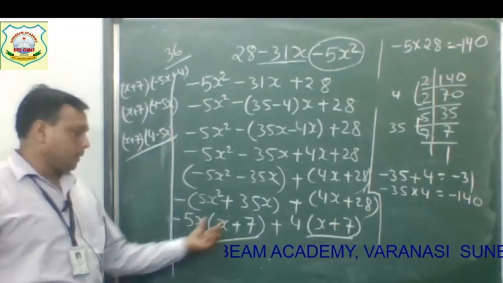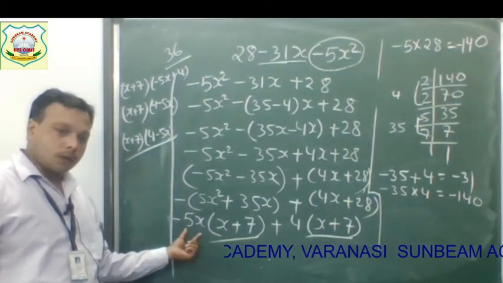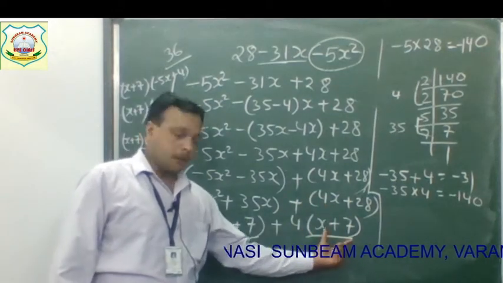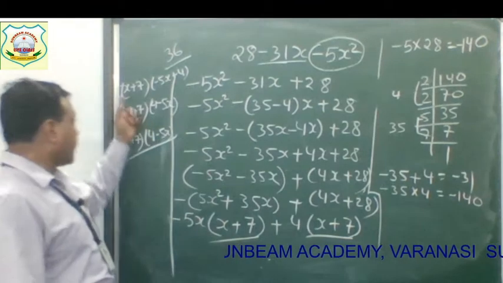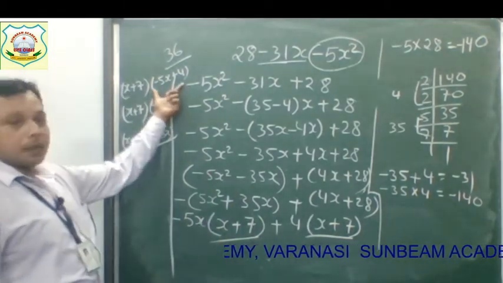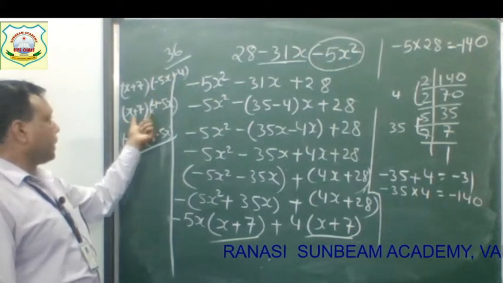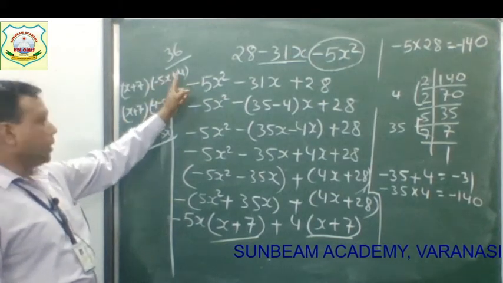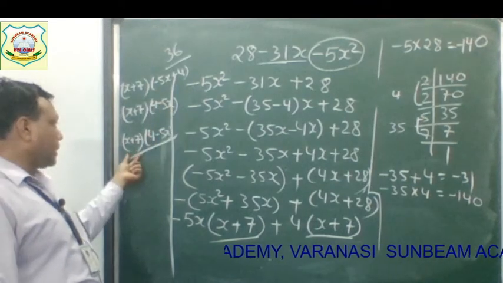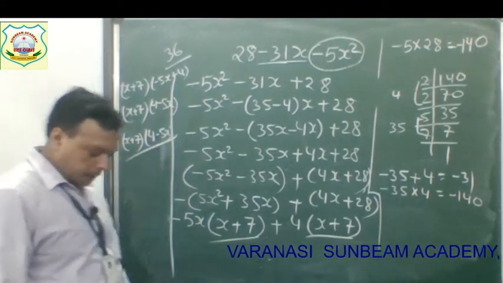5 and x are common here, so we take them outside: x plus 7. Plus 4 is common here too, 4 times x plus 7. We take x plus 7 as common, minus 5x plus 4, x plus 7. Now we replace this: 4 will come to this side and minus 5x. So the answer will be x plus 7 times 4 minus 5x. It will be your answer, students.